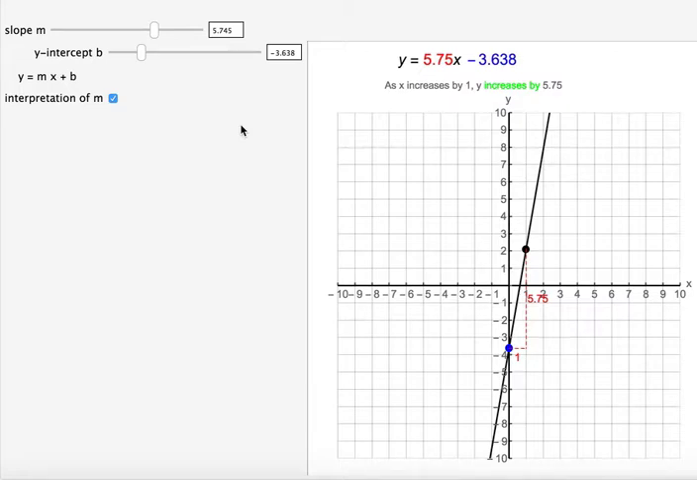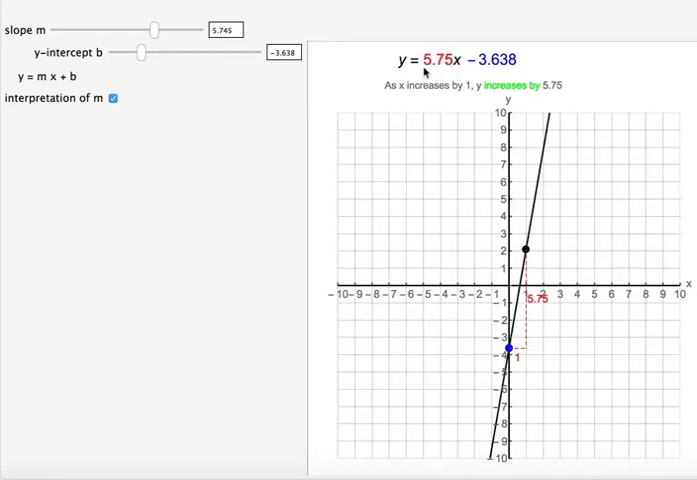A line is composed of two main aspects when written as an equation, slope and y-intercept. So we have the equation y equals mx plus b, where m is the slope of the equation and b is the y-intercept. So we're going to talk about how to interpret the slope.